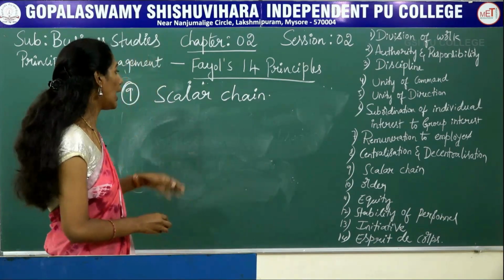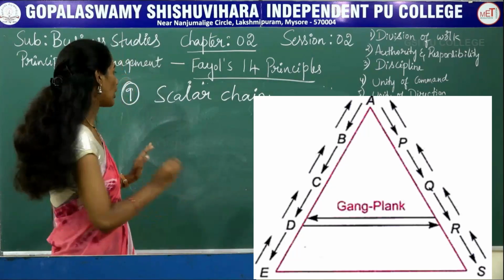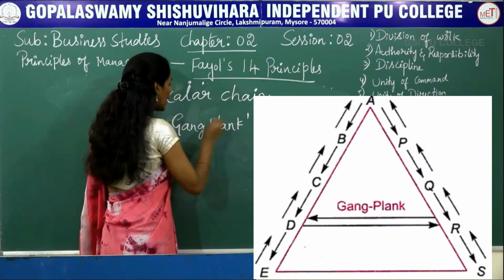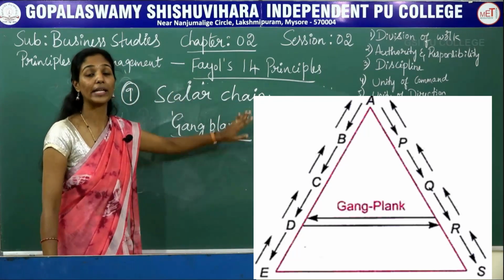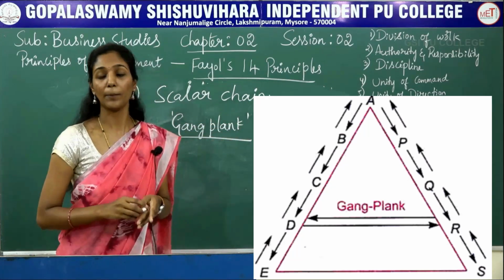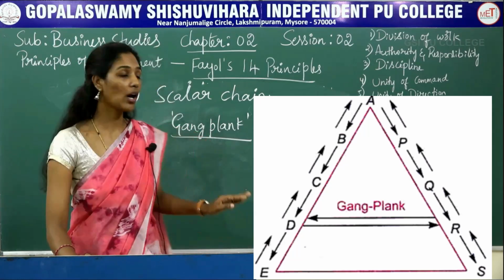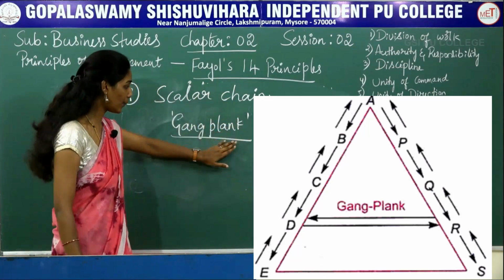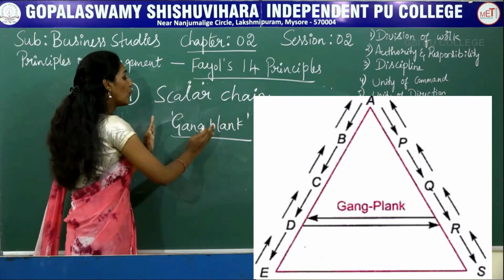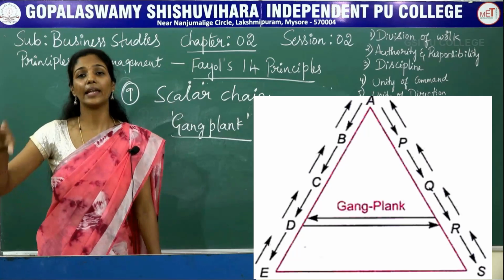Therefore, Fayol has suggested one more point here, a shortcut route, that is gangplank. Gangplank is nothing but a shorter route in the scalar chain. What is the meaning of gangplank? It refers to communication between subordinates working at the same level of authority without following the scalar chain, and this can be used only in an emergency situation in an organization, which means with the help of the gangplank we can easily and directly communicate with each other in an organization.